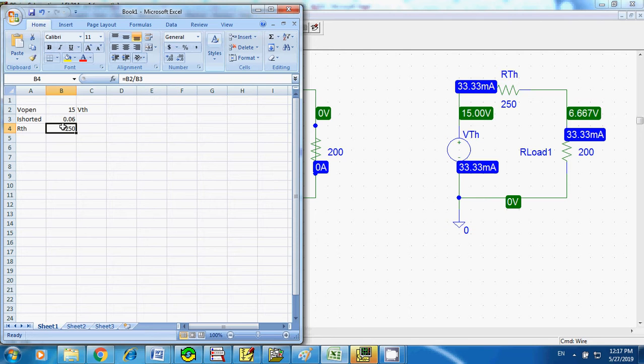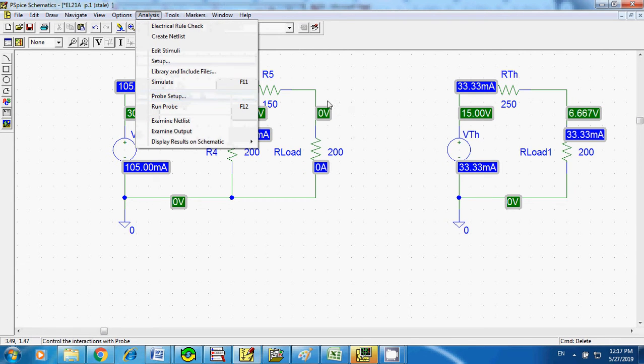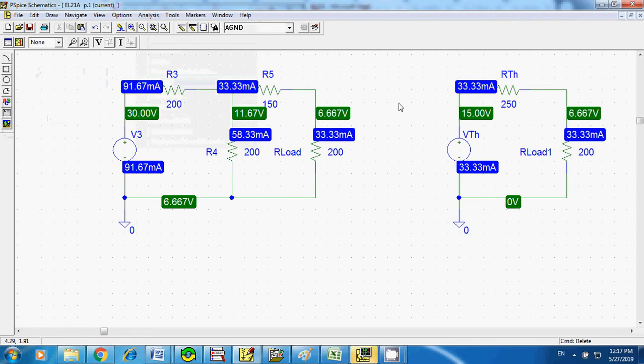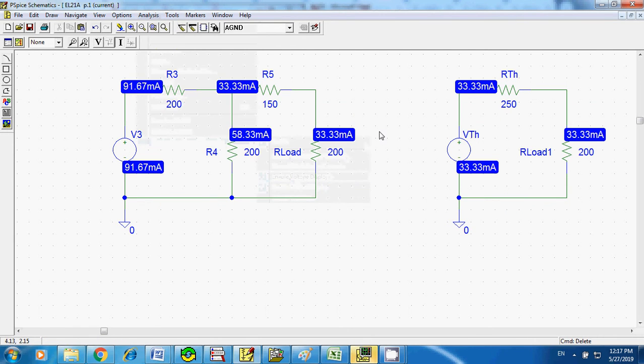for RTH. That's equal to V open, right? So I have B2, that's V open, divided by B3, that's I shorted. So I got RTH equal to 150. So if I take this one out and go back to the original circuit, I do simulate and I ignore the voltage display.